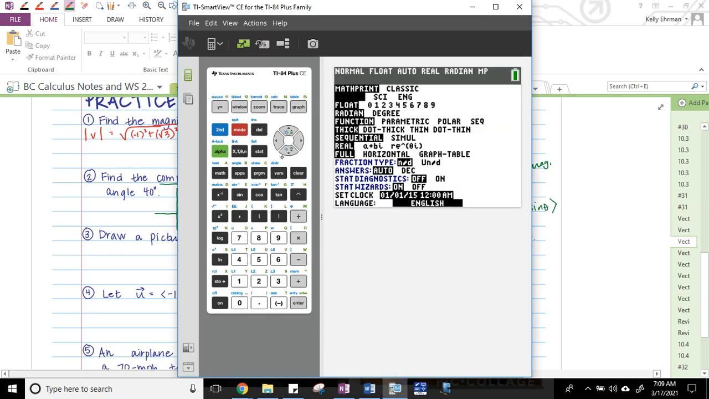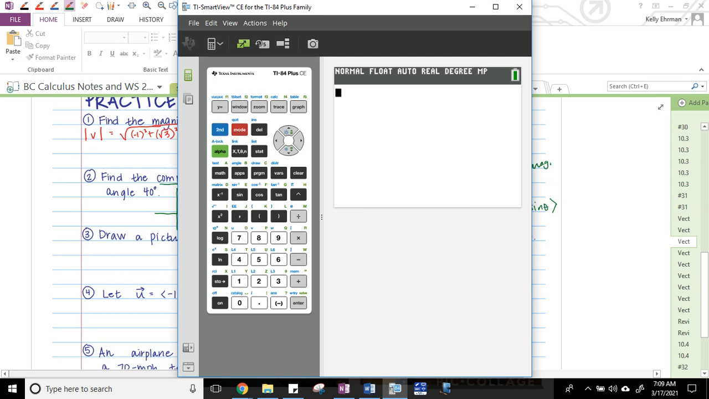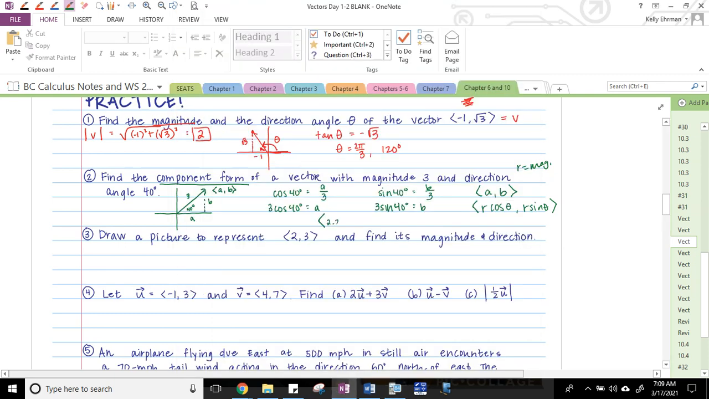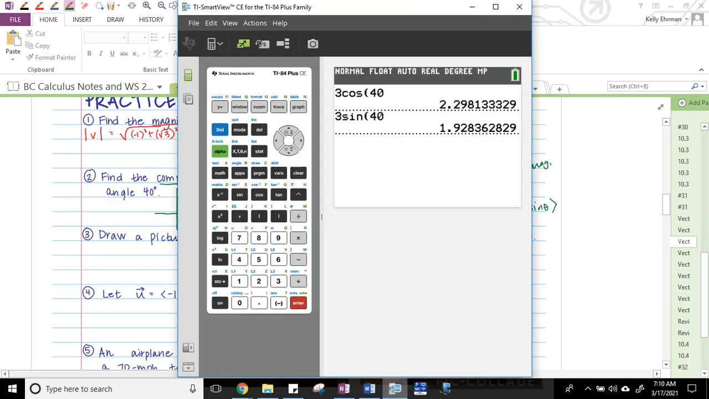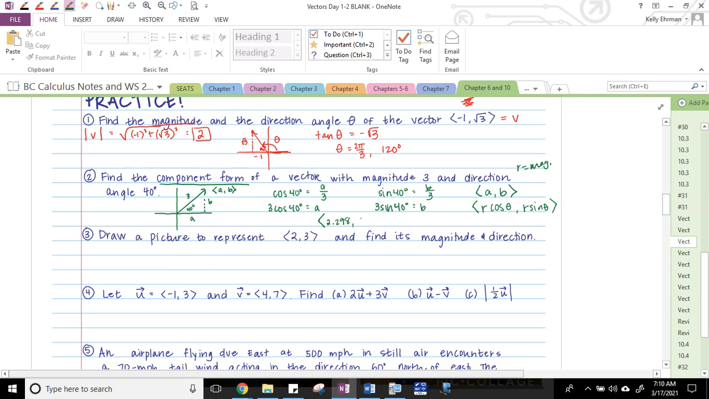Okay, here we go. So change mode to degree mode. And then what did we say? 3 cosine of 40 and 3 sine of 40. So 2.298 about. And 1.928.